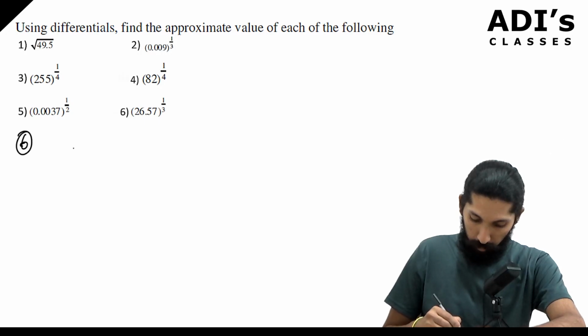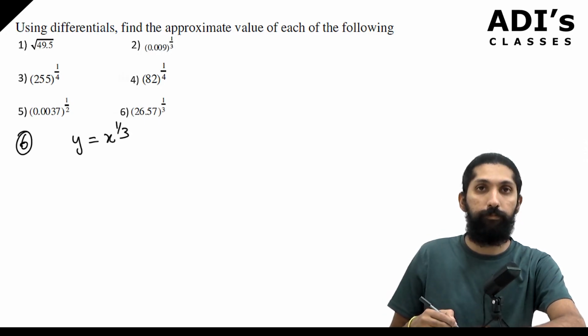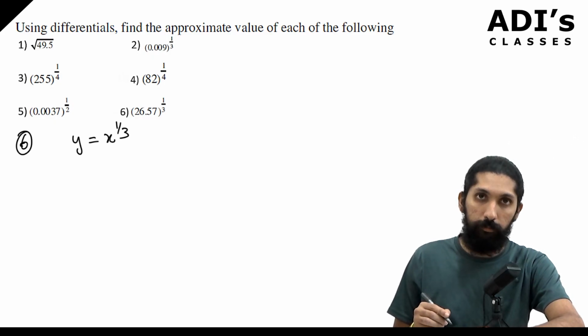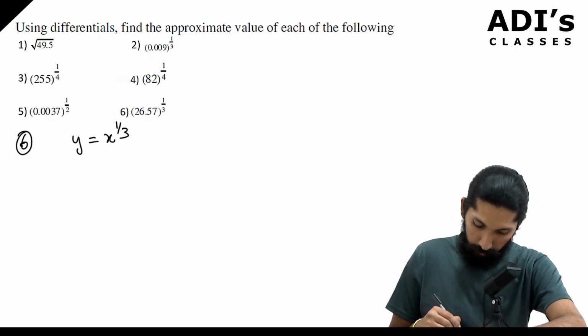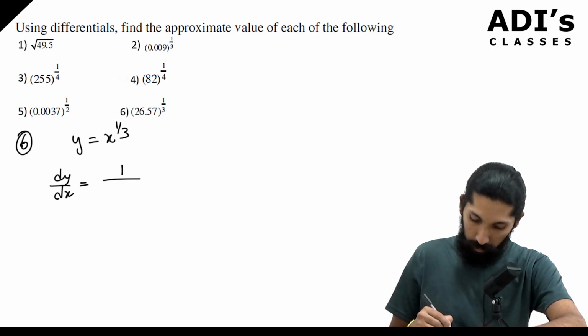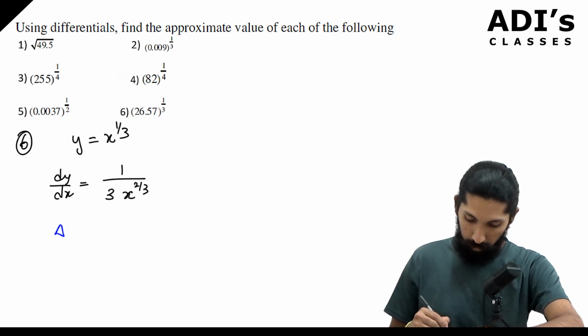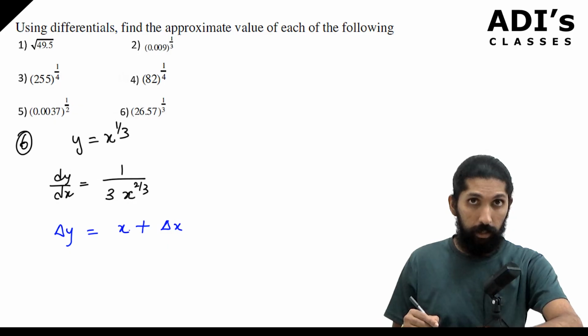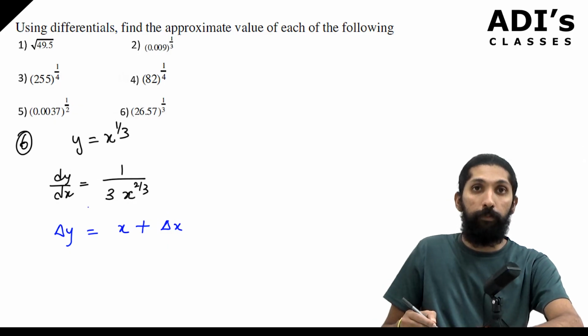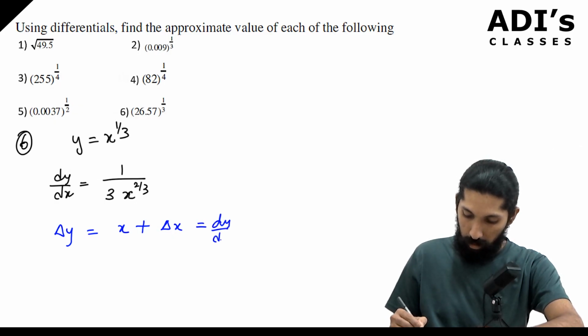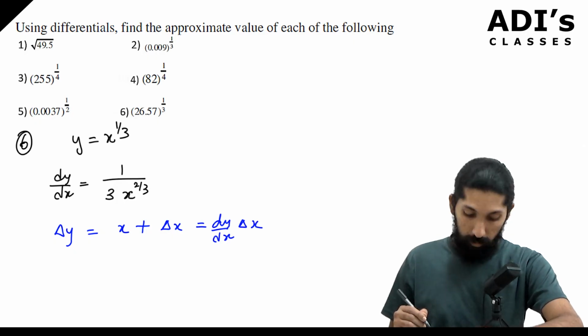See the sixth one. What you have is y is equal to x power 1 by 3. Correct. So the closest cubic number, maybe you can take 27 minus 0.43. In the sense, dy by dx first you will calculate: 1 by 3 x to the power of 2 by 3. Right. Now after that, delta y, when you're planning to do x plus delta x, this is going to become dy by dx into delta x.